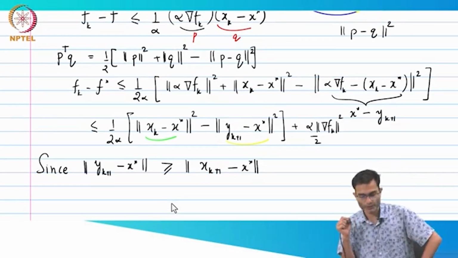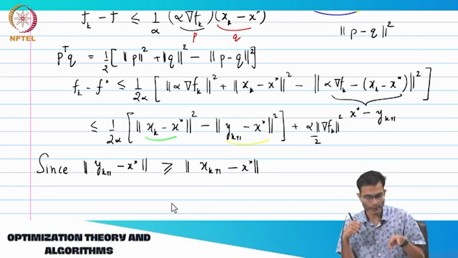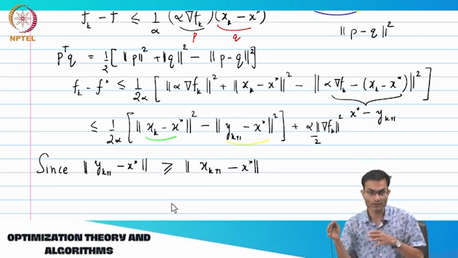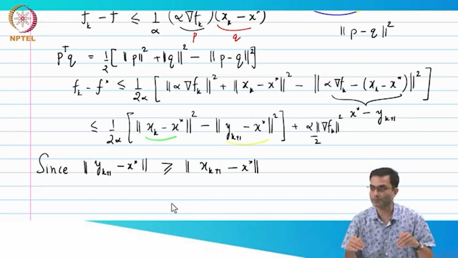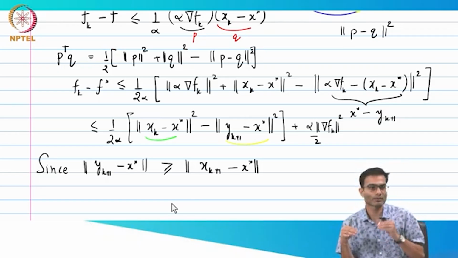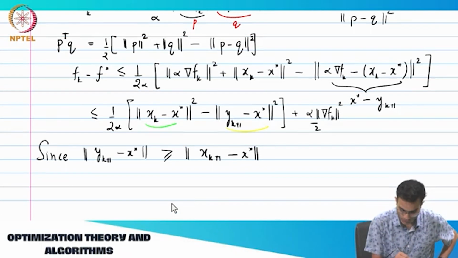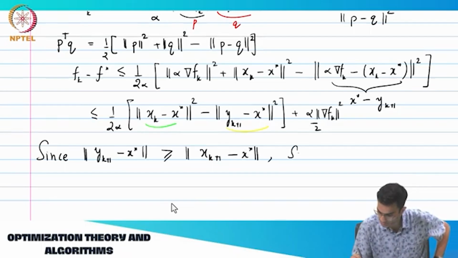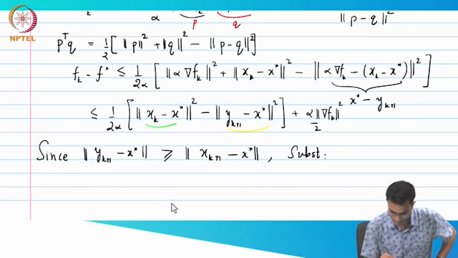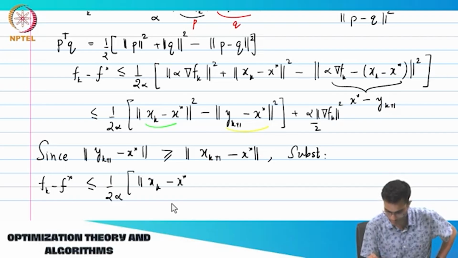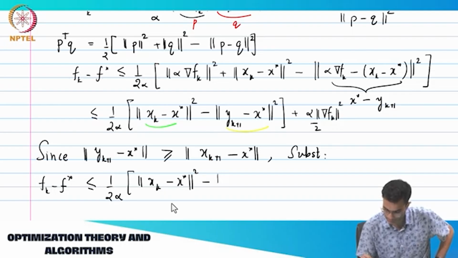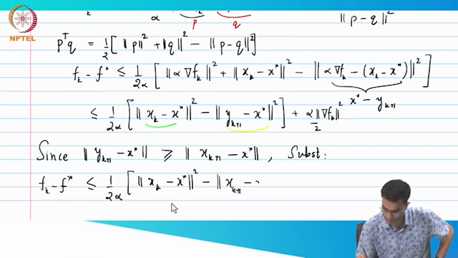So just one moment where you have to be a little bit careful. Yk plus 1 minus x star is greater than this. If I substitute this into the above expression, will the inequality remain the way it is? Yes, because there's a negative sign associated with it, right? So let's substitute. So this will be fk minus f star, 1 by 2 alpha. This term remains as it is, and this term will become xk plus 1 minus x star squared.